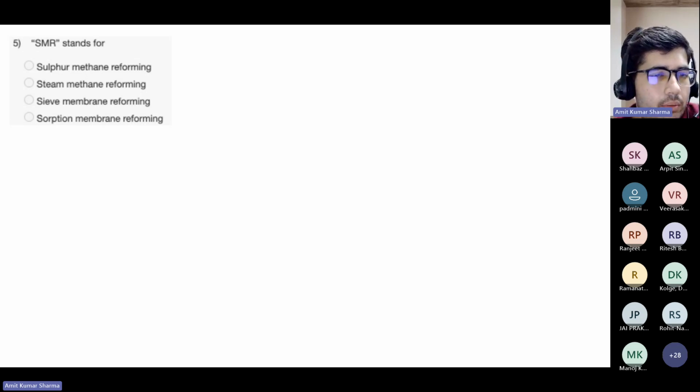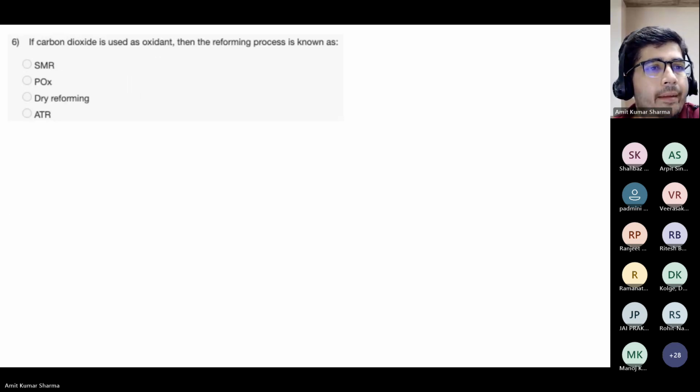SMR stands for steam methane reforming. It's very clear. If carbon dioxide is used as oxidant, then the reforming process is known as dry reforming. Is it called dry reforming?